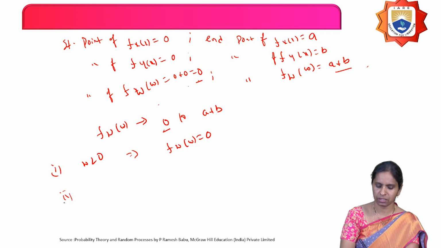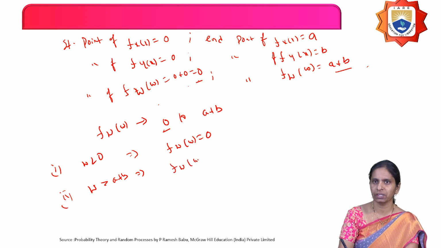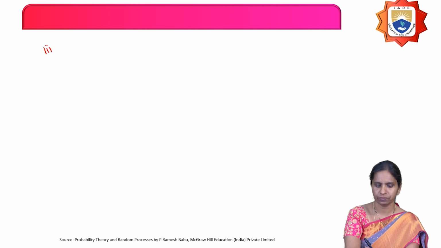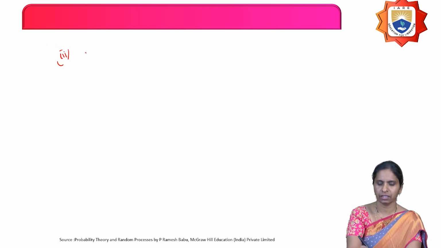And second case, when w is greater than a plus b. Since it exists only up to a plus b, when w is greater than a plus b it also equals 0. Now we have to consider the case between 0 and a plus b. So we'll go for the third case. Case 3 is when w is from 0 to a. So when w is from 0 to a, we have to consider.